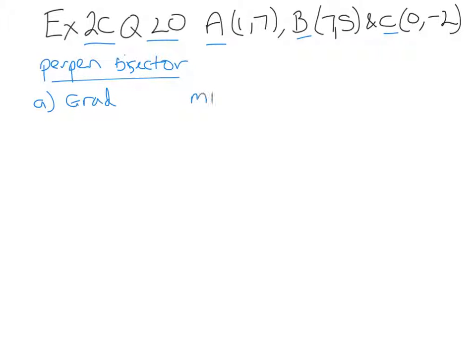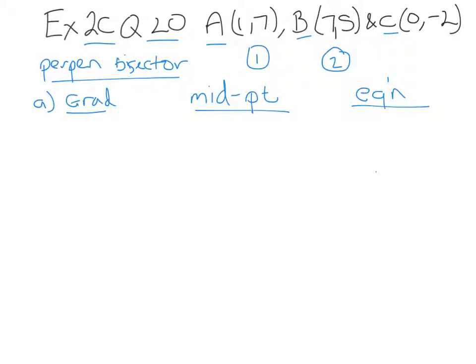2, I'm going to need to find the midpoint. And 3, I'm going to need to find the equation. Now, let's see. Let's maybe start out with the gradient. So I'll call this point 1, point A, and point 2, point B. So the gradient will be y2 minus y1 over x2 minus x1.